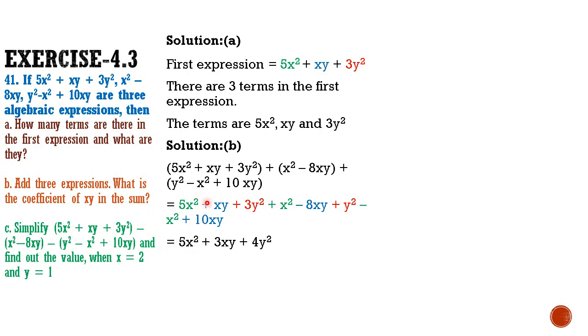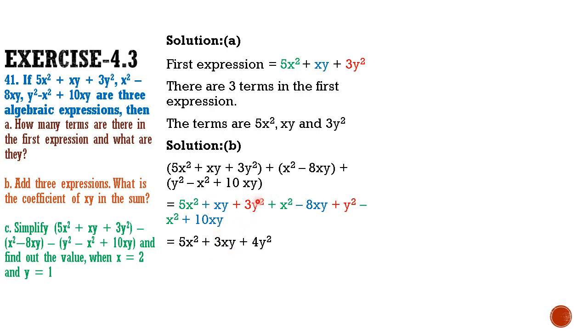After that, plus xy minus 8xy plus 10xy. So plus and plus, if we add, that would be 11xy, and from 11xy if we subtract minus 8xy, we will get 3xy, and the sign will be obviously the bigger number's sign. 11xy is the bigger number and the sign of 11xy is plus. That's why it would be plus 3xy.